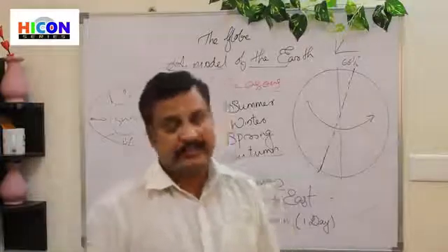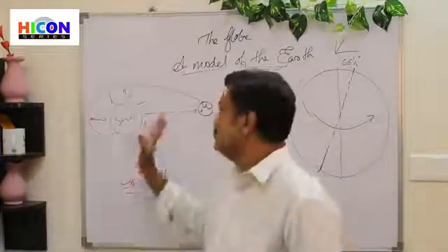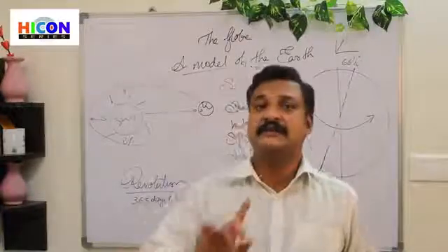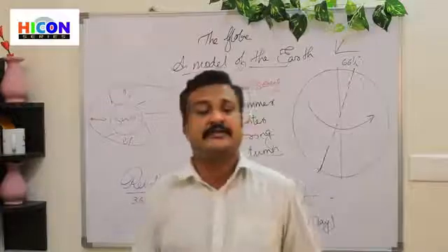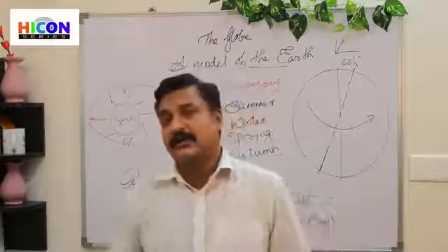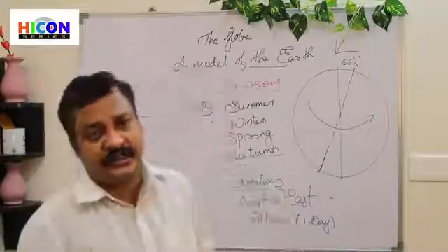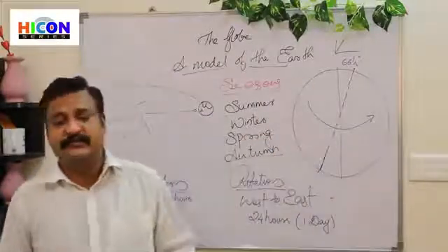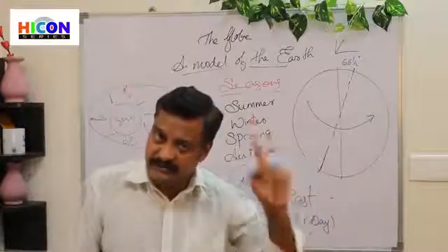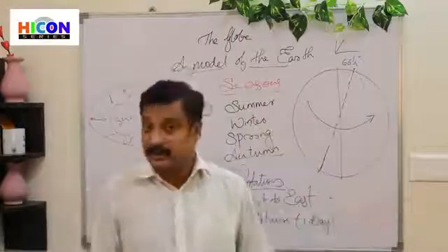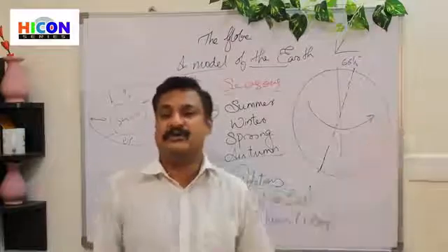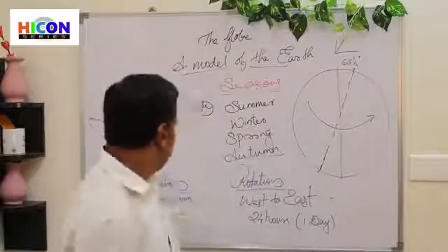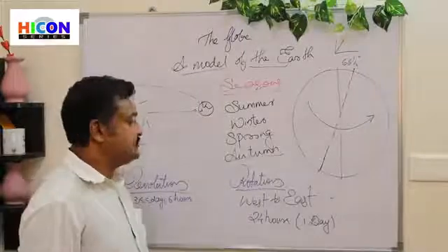The second movement of the earth is revolution. Revolution is the movement of the earth around the sun. It takes 365 days and 6 hours to complete one revolution. This 6 hours every year is calculated as one single day in every 4 years. And when we calculate in that way, we get 1 day extra on every 4th year. We call that a leap year, and this day will be added to the month of February, which makes it have 29 days. So, the revolution of the earth causes seasons.